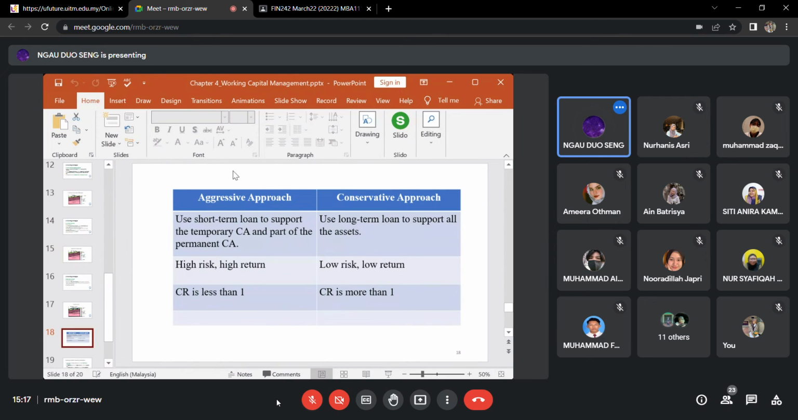I've given you this already. Aggressive is a high risk, high return approach. Conservative is a low risk, low return approach. And then aggressive, as your friend said, uses short-term loans to support temporary current assets and part of the permanent current assets. Conservative uses long-term loans to support all the assets. This is the difference. And if you want to compare the current ratio, it is less than 1 for aggressive and more than 1 for conservative. This will be the differentiator.